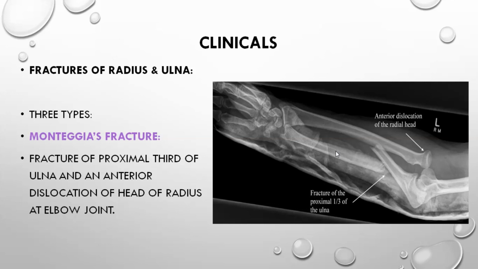And there are three types of fractures. The first is Monteggia's fracture. In this fracture, there is a fracture of the proximal third of the ulna and anterior dislocation of the head of the radius at the elbow joint. So the fracture in which there is a fracture of the proximal third of the ulna with anterior dislocation of the head of the radius is Monteggia's fracture.